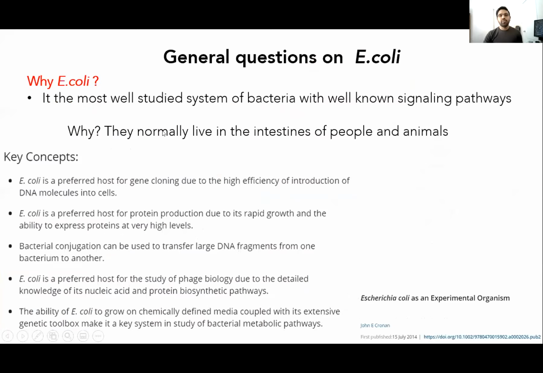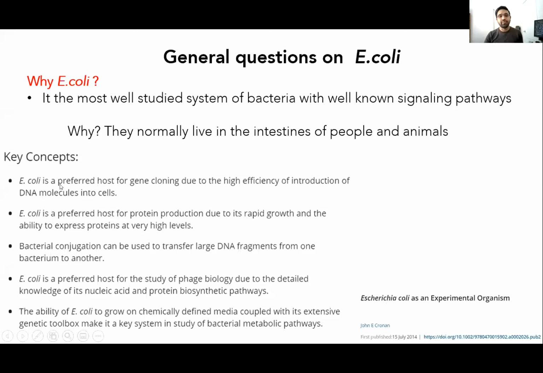Okay, cool. So the first question that comes to us is why E. coli? Why do we care about E. coli? Why is it important to study E. coli motility? The simple answer is it's a very well-studied bacterial system with well-known signaling pathways. People have studied that for years. And why? Because they normally live in the intestines of people and animals and are responsible for many infections. So people started studying them, and you can read this paper where John discusses E. coli as an experimental organism, why it's important.